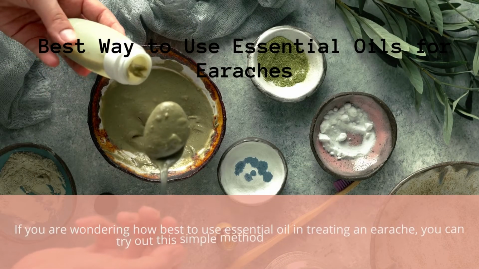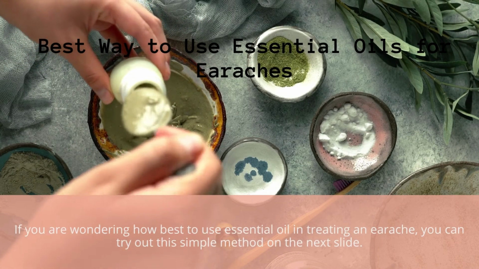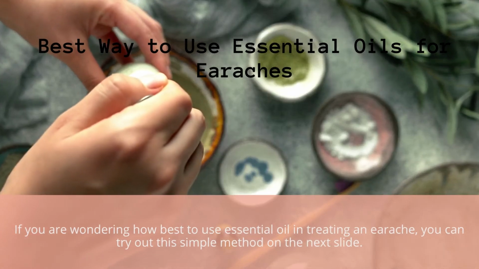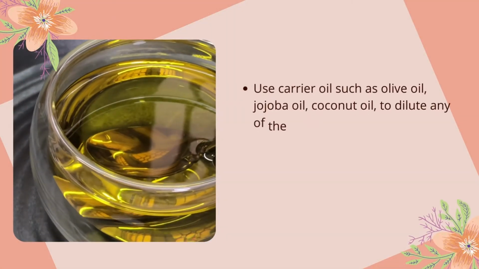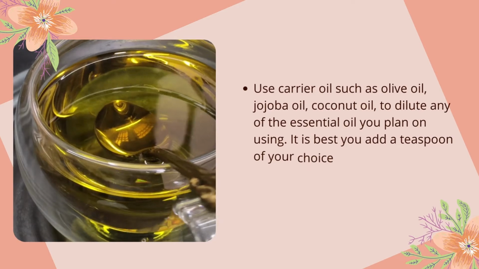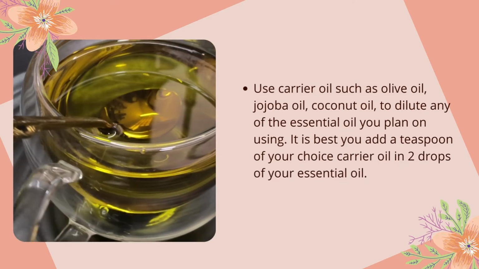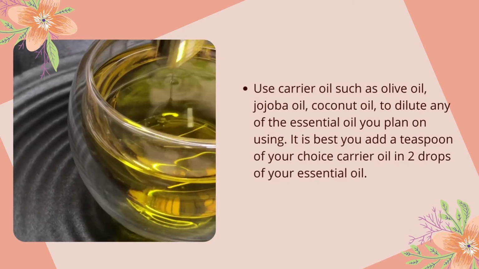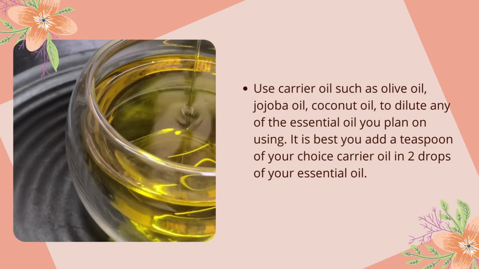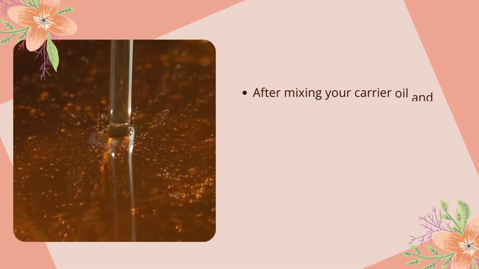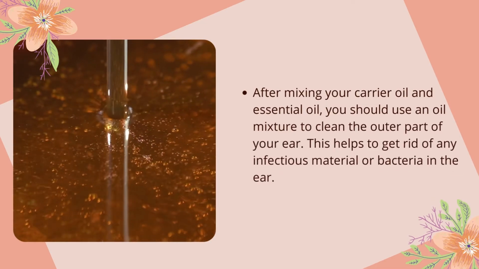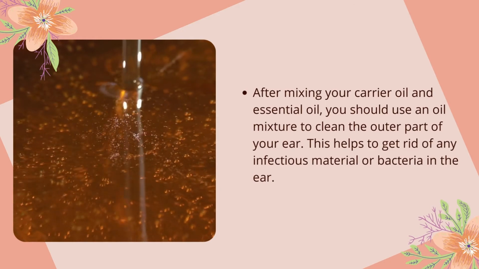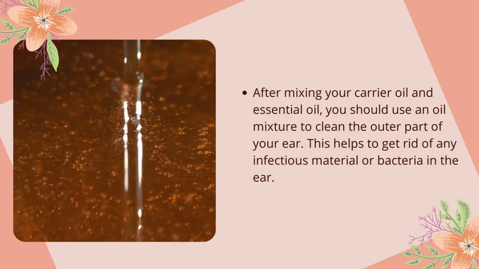Best way to use essential oils for earaches. If you are wondering how best to use essential oil in treating an earache, you can try out this simple method. Use carrier oil such as olive oil, jojoba oil, or coconut oil to dilute any of the essential oil you plan on using. It is best you add a teaspoon of your choice carrier oil to 2 drops of your essential oil. After mixing your carrier oil and essential oil, you should use the oil mixture to clean the outer part of your ear. This helps to get rid of any infectious material or bacteria in the ear.